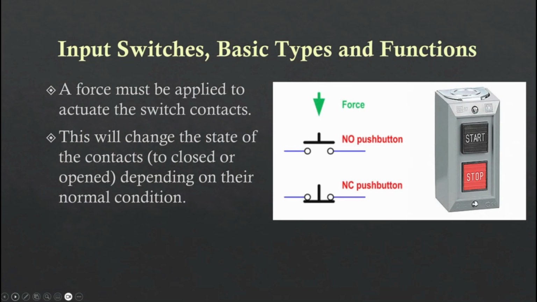So a force must be applied to actuate the switch contacts, and this will change the state of the contacts to closed or opened depending on their normal condition. And as you can see in the examples of symbology here, you have the one on the top there which says NO, or normally open push button. You have to push or make a force, as it said, push that button that will make those contacts. The one below that, the NC, or normally closed push button, the contacts are already connected together. In other words, they've already made contact, so when that circuit's energized, if there was a light connected to it, it would automatically come on, and then when you push that button, it's going to disconnect it. It is the reverse.